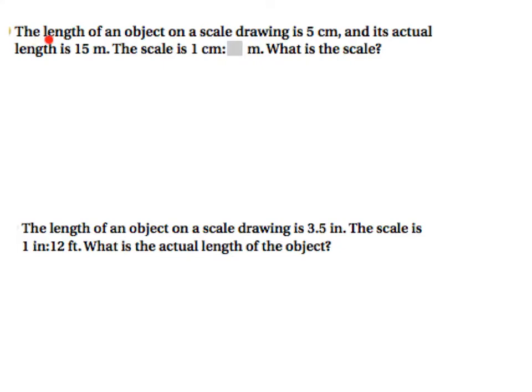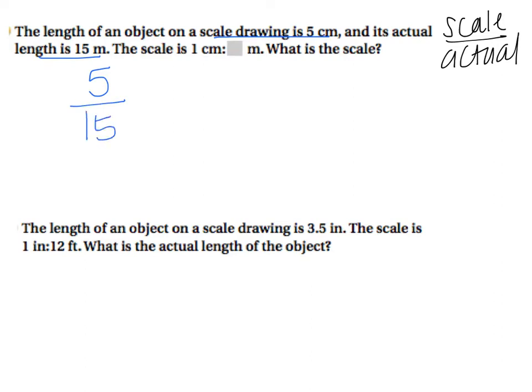This first example says the length of an object on a scale drawing is 5 centimeters and its actual length is 15 meters. The scale is 1 centimeter to how many meters? What is the scale? Remember, we're always doing scale over actual. So to start, the scale drawing is 5 centimeters and its actual length is 15 meters, so we can do 5 over 15, and we can include the units. We say this equals, because it is in proportion, 1 centimeter on top, since centimeters are on top, and this we don't know, so we put an X.